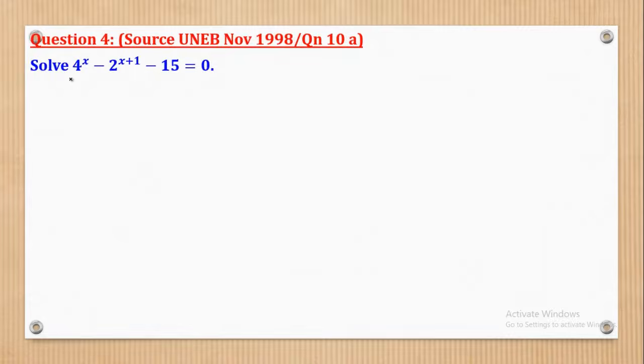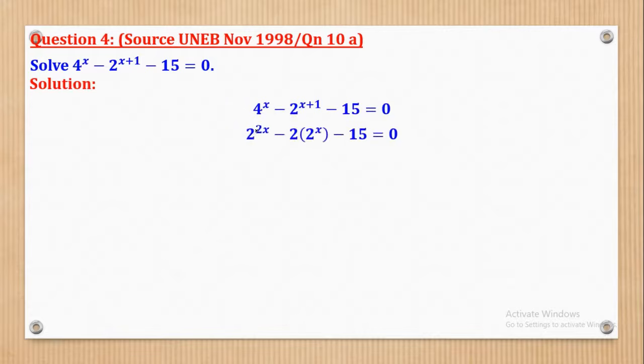And now we shall go to question 4, which came from UNEB November 1998, paper 1, question 10a, and says, solve this. So still we shall go through the same procedure. Since here the lowest base is 2, we shall also express this in terms of 2, so it will be 2 to the power 2x. Therefore, let y be equal to 2 to the power x. To come out, this becomes that, and this is maintained.